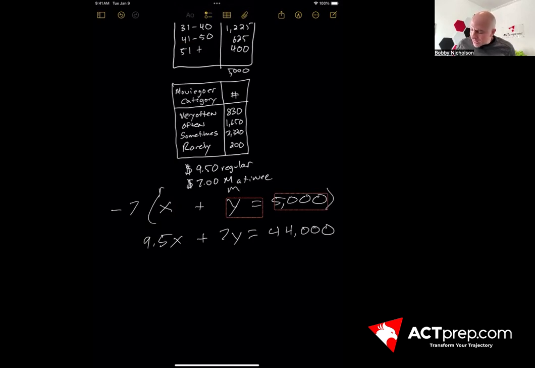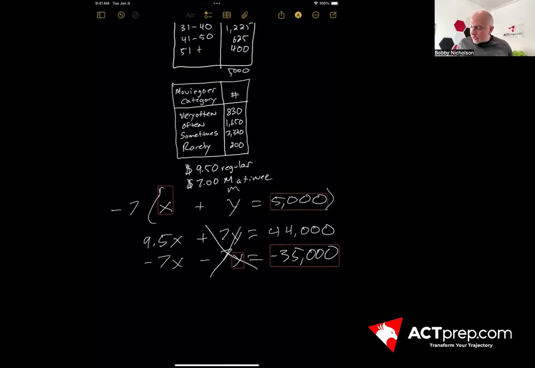So if we multiply this by -7, we get -7x - 7y is equal to 5,000 times -7, which is going to be -$35,000. All right. So our y's are going to cancel out here. We're left with 2.5x is equal to 44,000 minus 35,000, which is equal to 9,000.